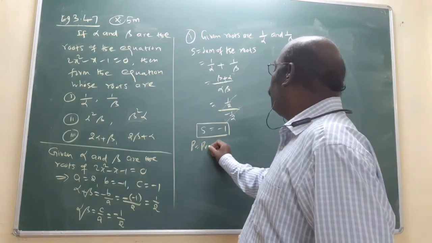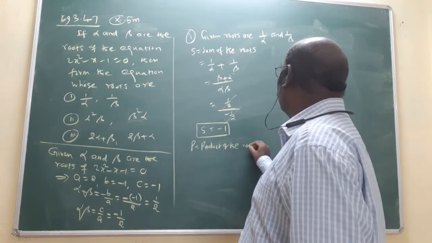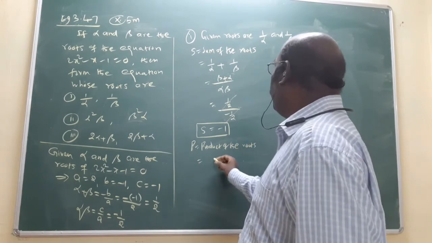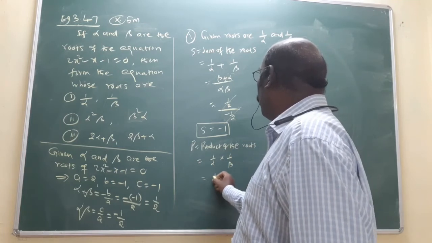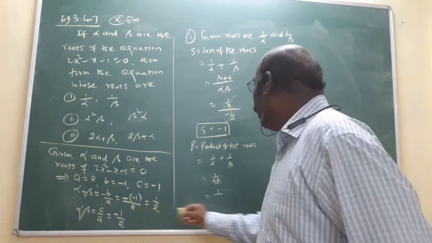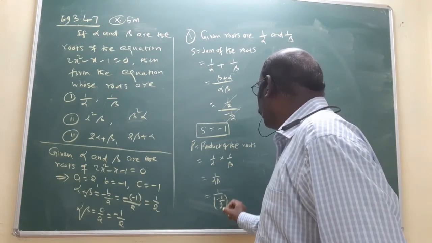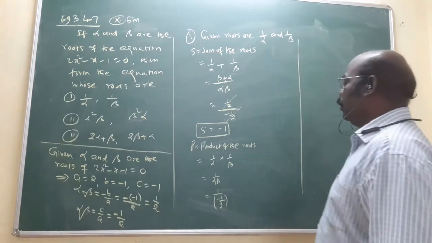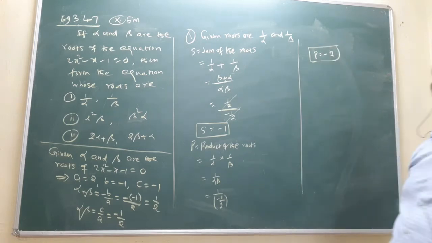P, product of those. What is the product? 1 by alpha into 1 by beta. This can be written as 1 by alpha into beta. 1 by alpha into beta is what? Minus 1 by 2. Now reciprocal. P equal to minus 2. Am I right? You will find S, then P after S.